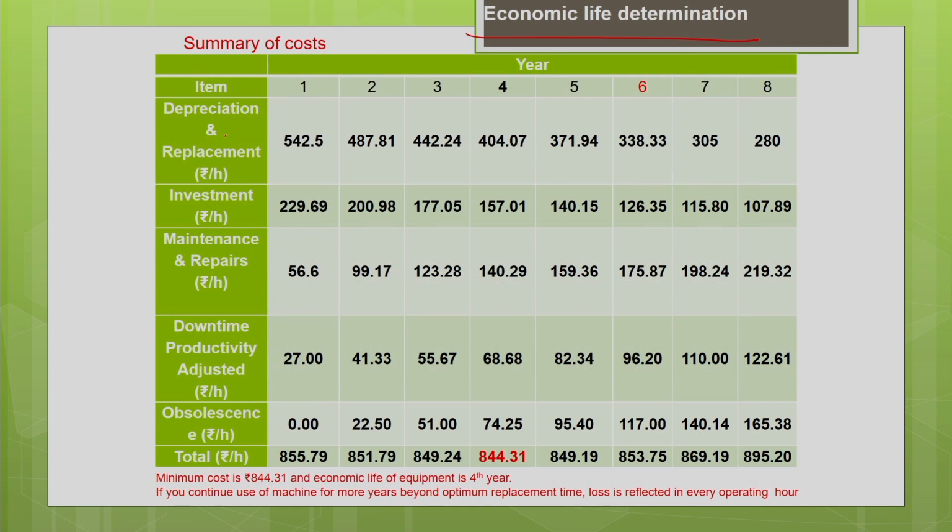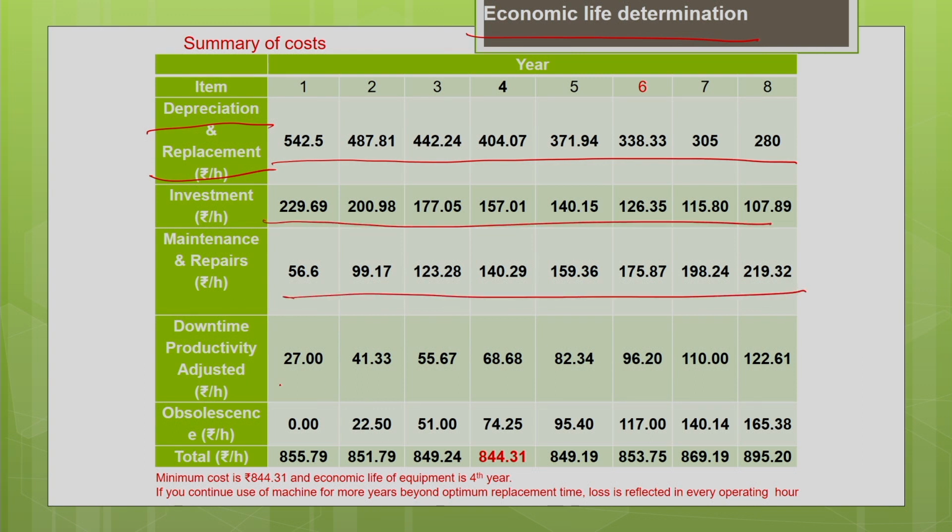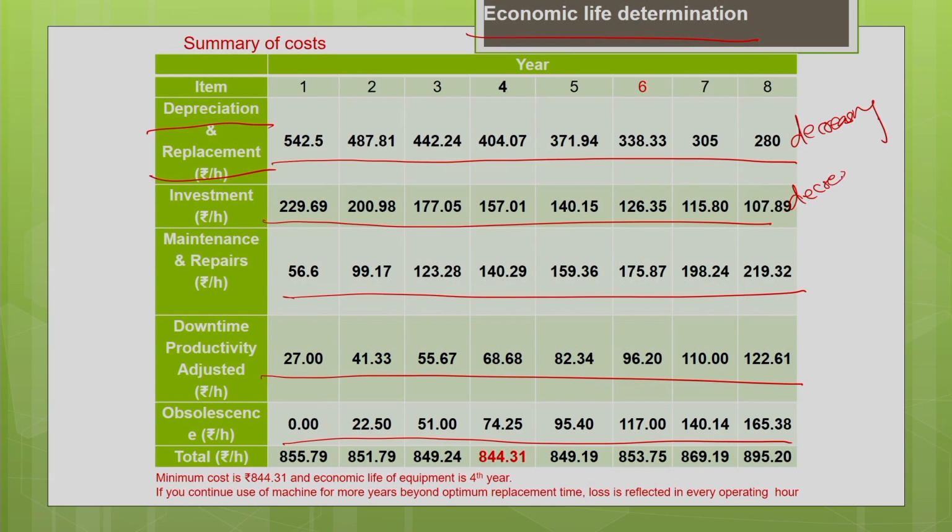The first is depreciation and the replacement cost. I have summarized the values we have estimated for the 8 years, similarly the investment cost, the maintenance and repair cost for all 8 years, the downtime cost for all 8 years, then the obsolescence cost for all 8 years. One thing to note is that the depreciation cost is decreasing with the age of the machine. Investment cost is also decreasing, as it gets distributed over a greater life and greater usage, so the cost per hour is reduced.